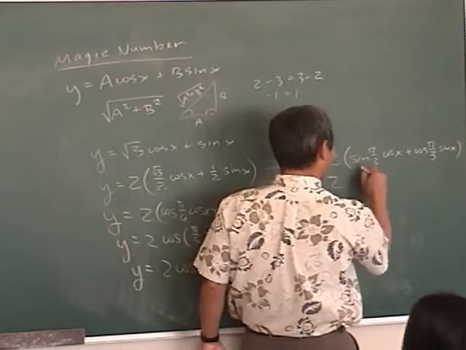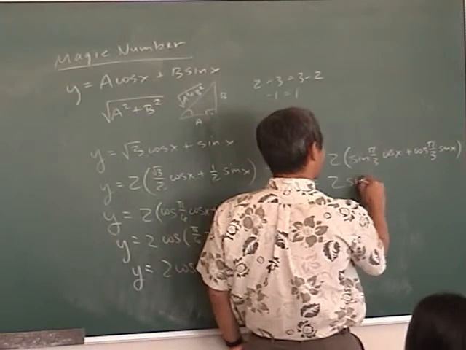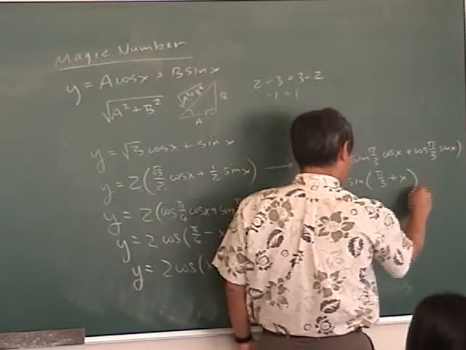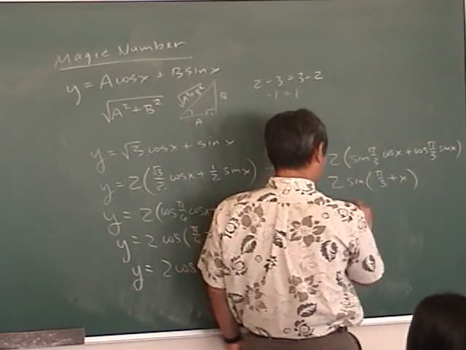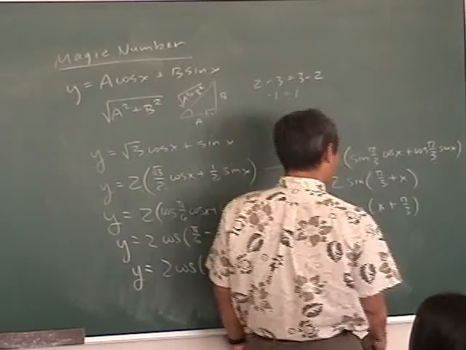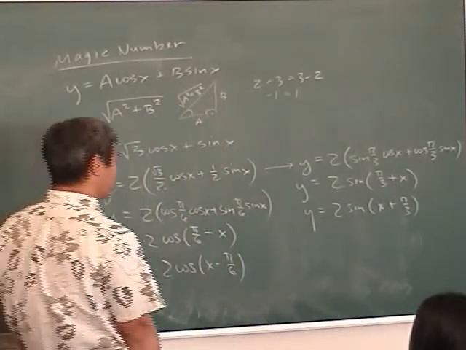Look, sine cosine plus cosine sine. That's the identity for sine of pi over 3 plus x. And can I switch the x and the pi over 3 like that? Yes, because a plus b equals b plus a. That's called the commutative property of addition.